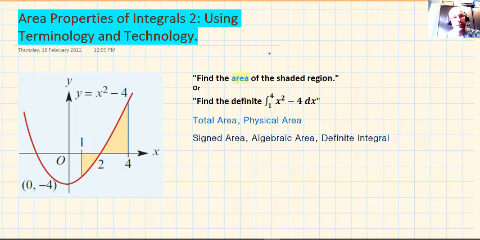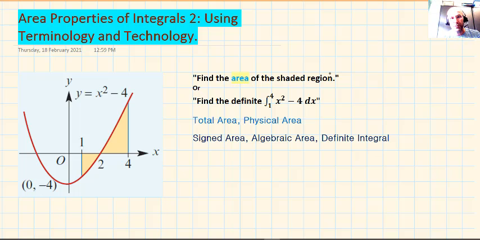Okay, installment 2 on area properties of integrals. We're not going to do stuff so much analytically by hand, because that's covered in the first video, but make sure you've watched that one. We are looking at using some important terminology to help us distinguish important things, and the use of technology will be showcased because that wasn't done in the first video.